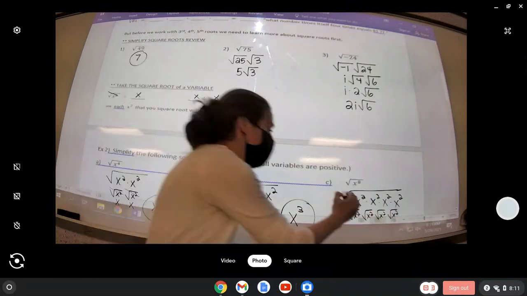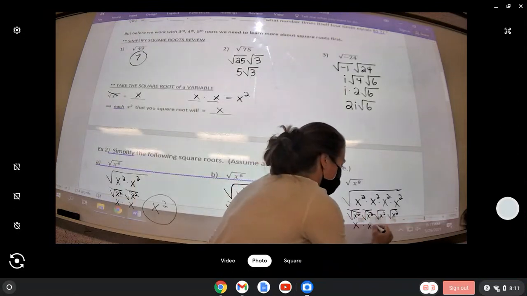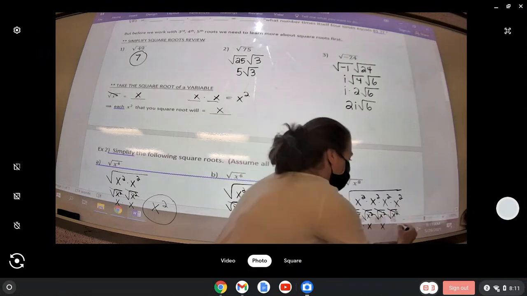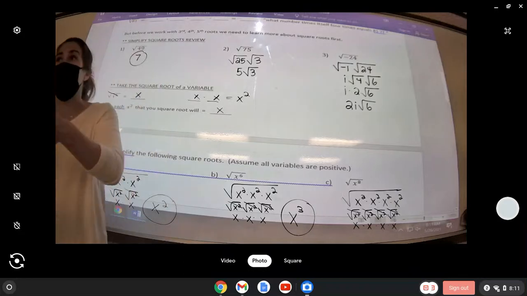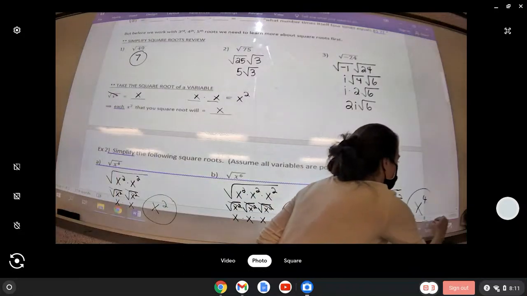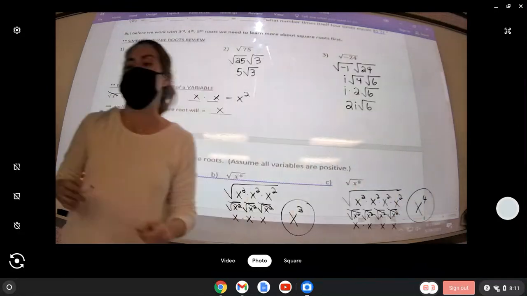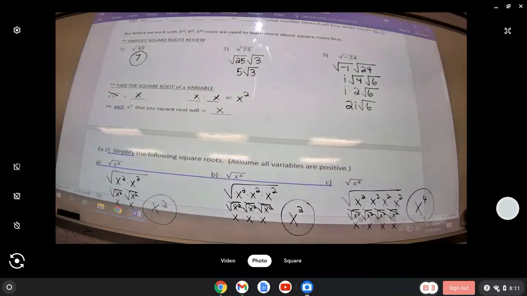All right, now the square root of x squared is x. The square root of x squared is x. The square root of x squared is x, and the square root of x squared is x. So the answer to this is x times x times x times x, which is going to be x to the fourth. So the square root of x to the eighth is x to the fourth. That's what you have to times by itself 2 times to get x to the eighth.